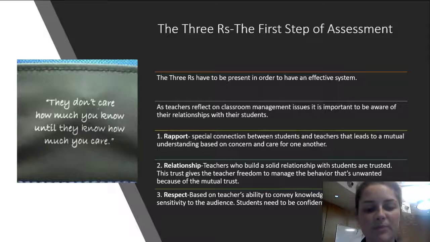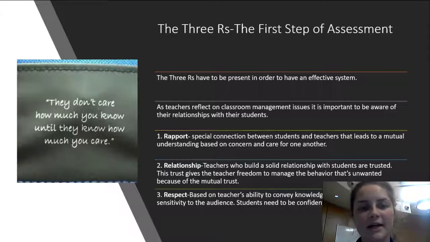The third R, for respect, is based on teachers' ability to convey knowledge with understanding and sensitivity to the audience. Students need to be confident that the teacher can teach. So the first criterion for respect is the fact that the teacher needs to be able to convey their knowledge to their students in a way that they're going to understand. Underserved students often lose faith in their teacher's ability to teach. So if the student doesn't think that you know what you're talking about, or doesn't think that you believe in what you're talking about, they're not going to believe you, and they're going to have a hard time listening to you because they just don't think that you're going to know what you're saying.